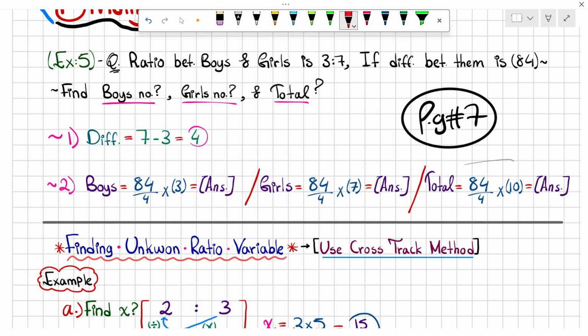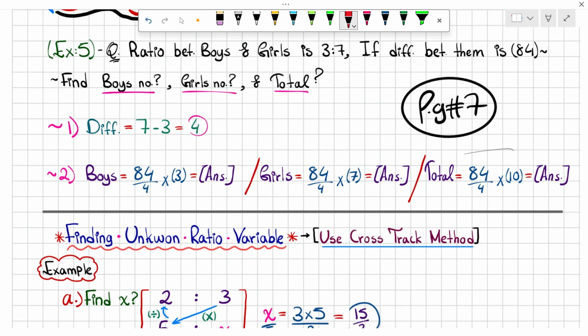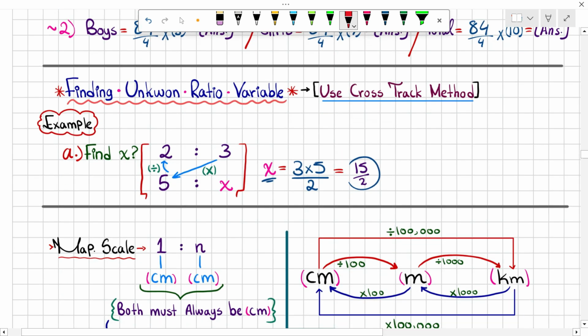So the difference is 7 minus 3, which is 4. This is our total part here. So the amount is 84 divided by the total part, which is 4, times 3, times 7, which gives 21 and 49. Multiply by all of them by the separate parts to get your answers.